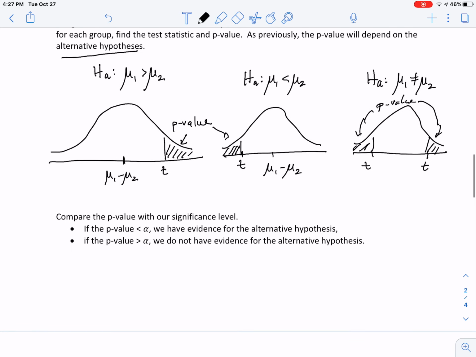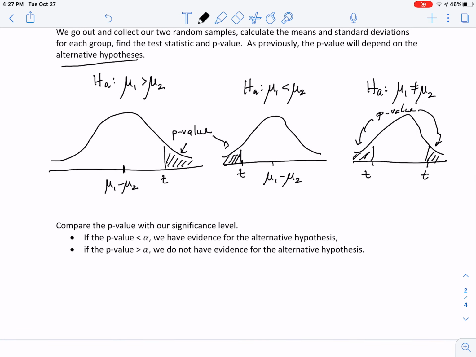And then once you have your p-value, you're going to do just like you did before. If your p-value is less than your significance level, we have evidence for the alternative. We're going to go with HA. If the p-value is greater than alpha, we do not have evidence for the alternative hypothesis, and then we fail to reject, and we're going to stay with H naught.